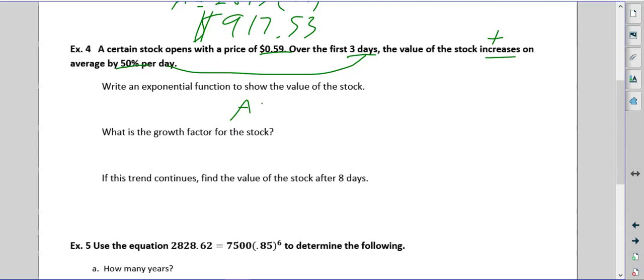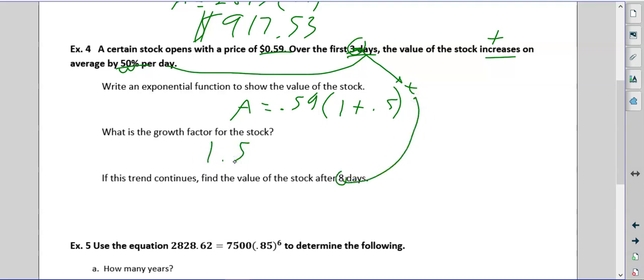So, future value is the initial amount, the initial price, 0.59, 59 cents, times 1 plus 50%, which is 0.5, to the power of time. Okay, we're talking about 3 days. That's going to go right here. I'm sorry, my bad. Over the first 3 days, it increased 50%. So that's the amount we're using. We're going to use 8 for this. So the growth factor is 1.5. And we're going to say here, A equals 0.59 times 1.5 to the power of 8.